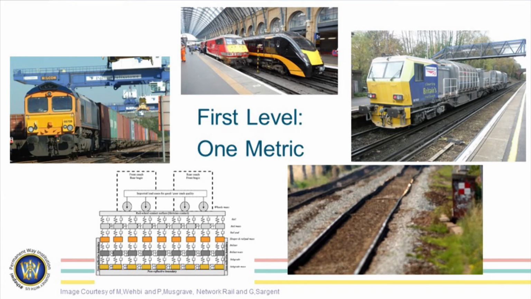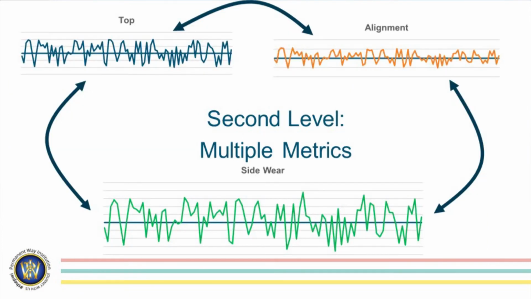Next level is combining those multiple metrics together. Taking your alignment, your top and your side wear, all the things that it already did, putting them together into one place and going, if this happens here, it might mean you have a problem with a different element over here instead. This form of machine learning requires far more processing power, so is not necessarily as feasible right now, but it is definitely where the world is going.